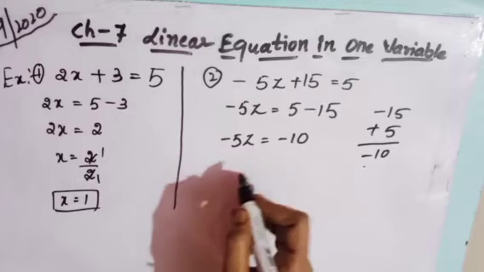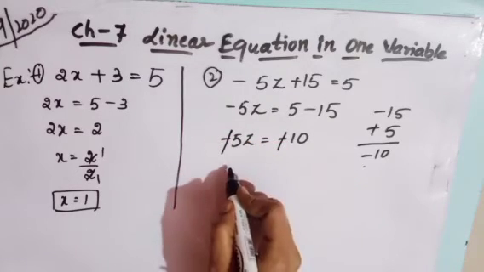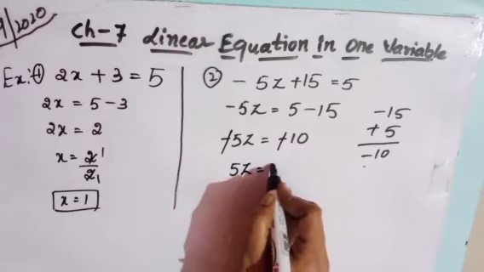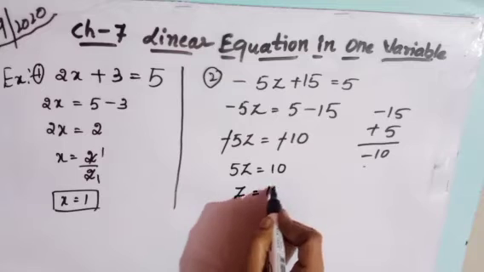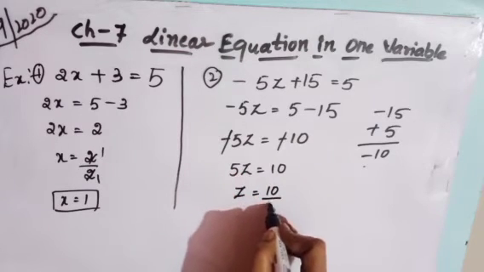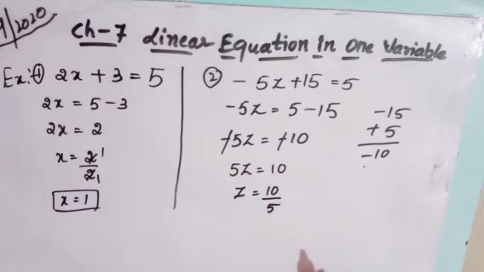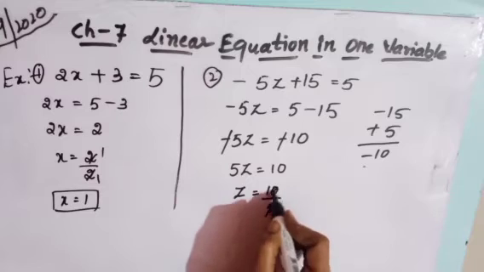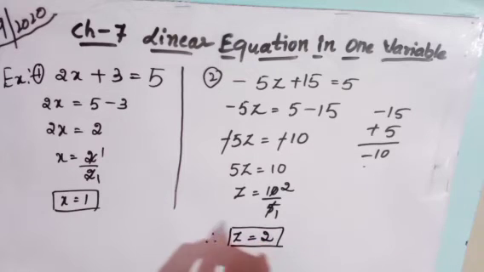So next, the minus and minus get cancelled, so we are left with only 5z equals 10. Next, z equals 10 by 5. The 5, when it comes to the right side, comes to the denominator. So 5 ones are 5, 5 twos are 10. Therefore the value of z equals 2. In this way we have to find the solution for a linear equation in one variable.